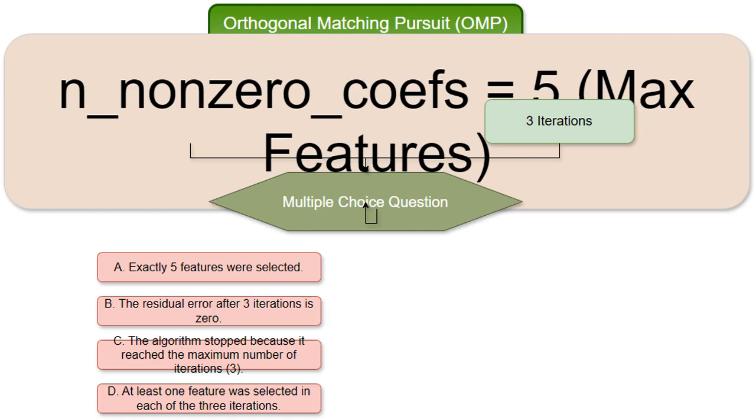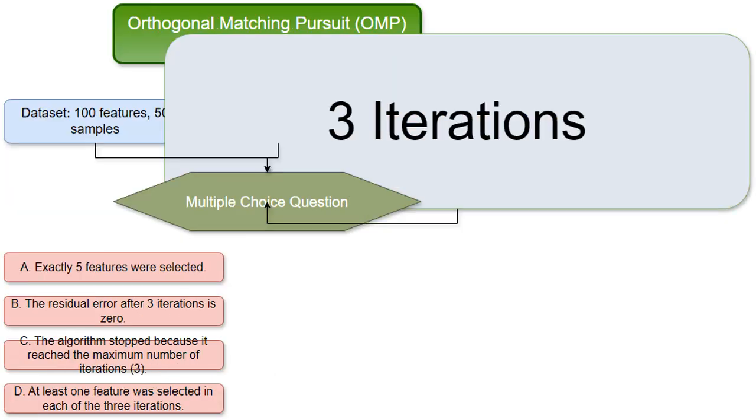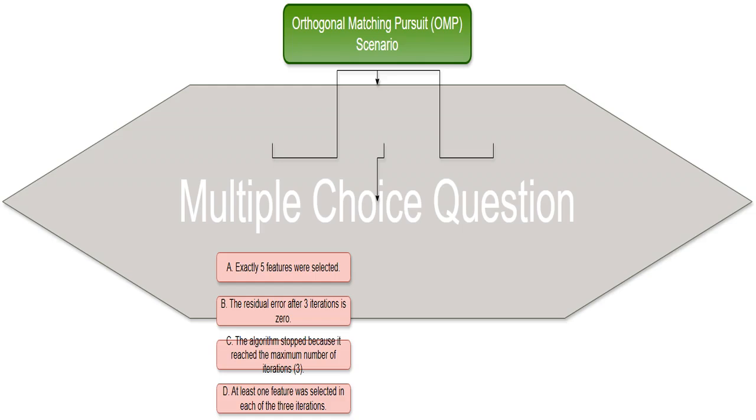I'm telling OMP to select at most 5 features, that is my limit. It's like saying, find me the 5 most important characteristics, and ignore the rest. This limits the model's complexity. The algorithm completed in just 3 steps. Each step involves selecting a feature and refining the results. It finished early, which can happen if it reaches a satisfactory solution before hitting the feature limit. Based on these details, we'll answer some true, false questions about what must be true from the OMP results.